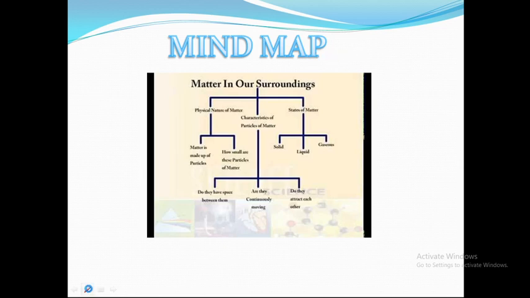Let us have a look at the mind map, the things that we have already done. In the last class, we saw what matter is. We saw that matter is anything that has mass and occupies some volume.